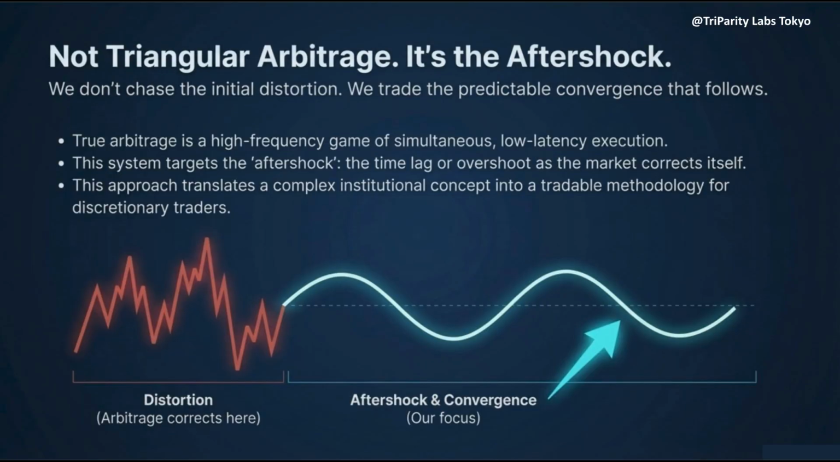Now this is the really important part, so listen up. This is not about that super fast, high-frequency triangular arbitrage where bots are trying to scalp that initial distortion in microseconds. No, this system does something different. It focuses on what comes next, the aftershock. It's like the ripple effect, that predictable little overshoot or lag that happens when the market corrects itself. So you're not chasing the explosion, you're looking for the convergence that follows.